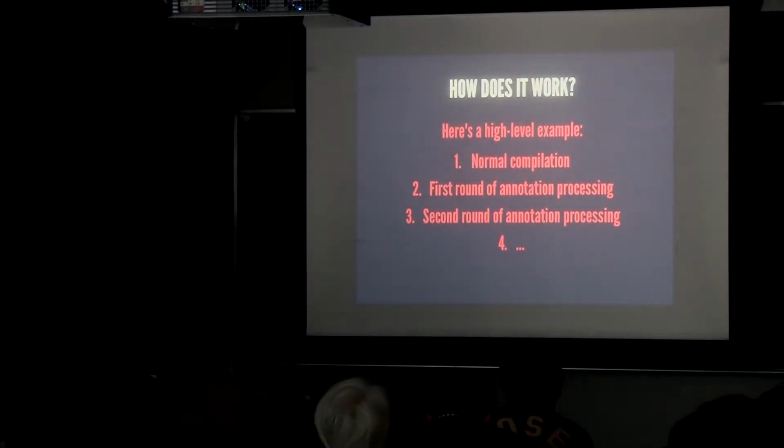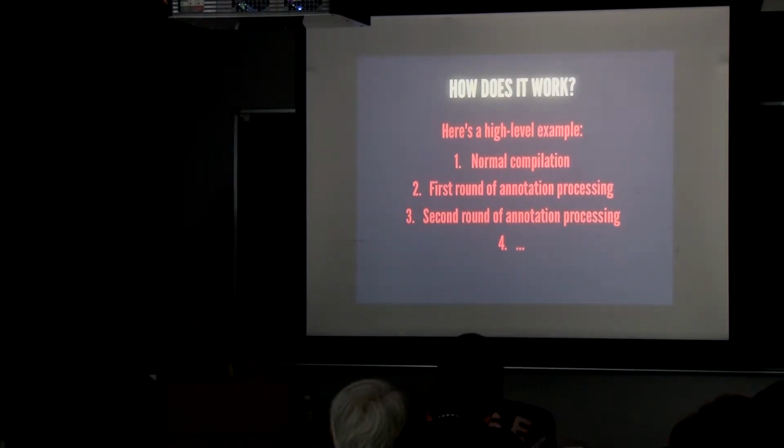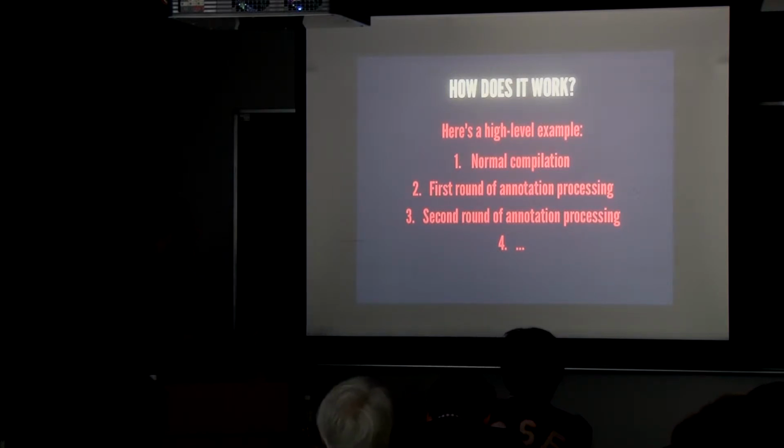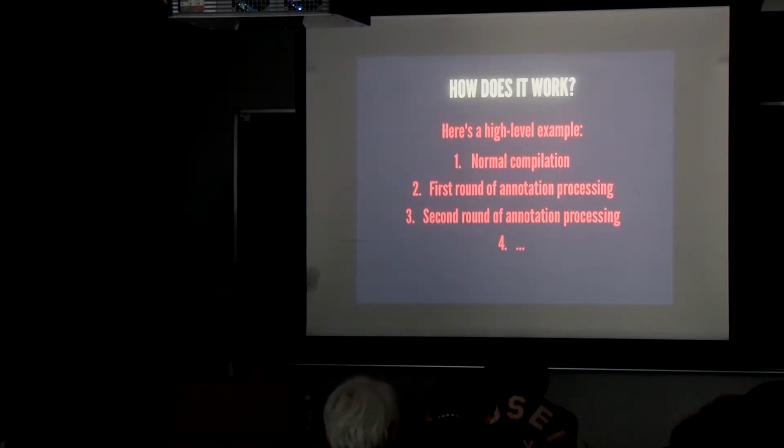So how does it all work? The compiler, javac, just starts to go through the code and compiles it. And then it somehow figures out, we will see how later, that there is an annotation processor to go through. And so it does the first round of annotation processing. The first round might actually generate new classes that are also annotated, and so you might need a second round of annotation processing. And this process goes on for, well, it can go on infinitely if you're not careful.